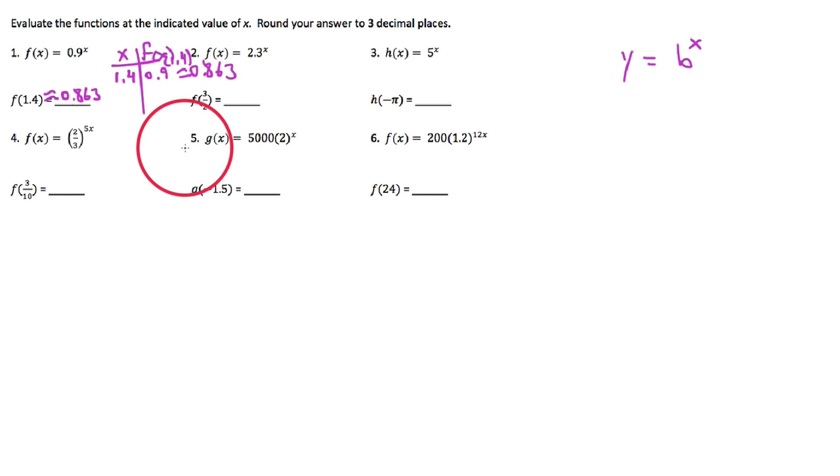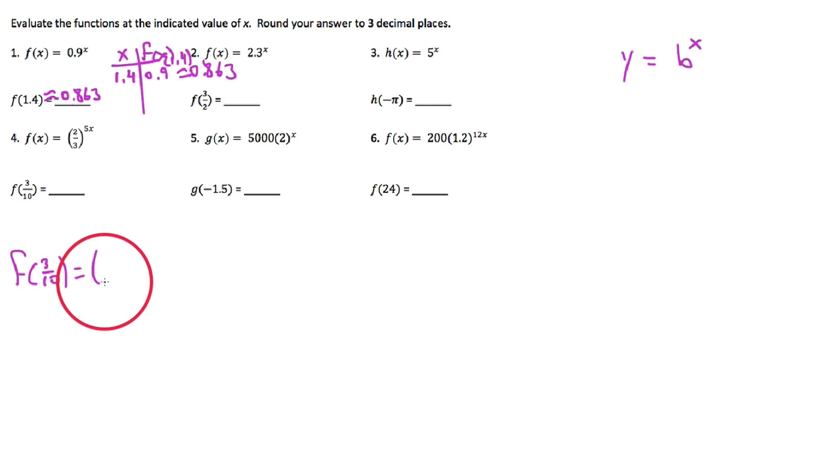So let's take a look at a couple of other ones here that involve a little bit more in terms of parentheses. Say number 4, we have f of x equals this base 2/3 to the power of 5 times x, and what we want to do is plug in 3 over 10 for our x value here. So first things first, I'm going to write out f of 3/10, which would really be 2/3 to the power of 5 times, and in parentheses here we could put 3/10.